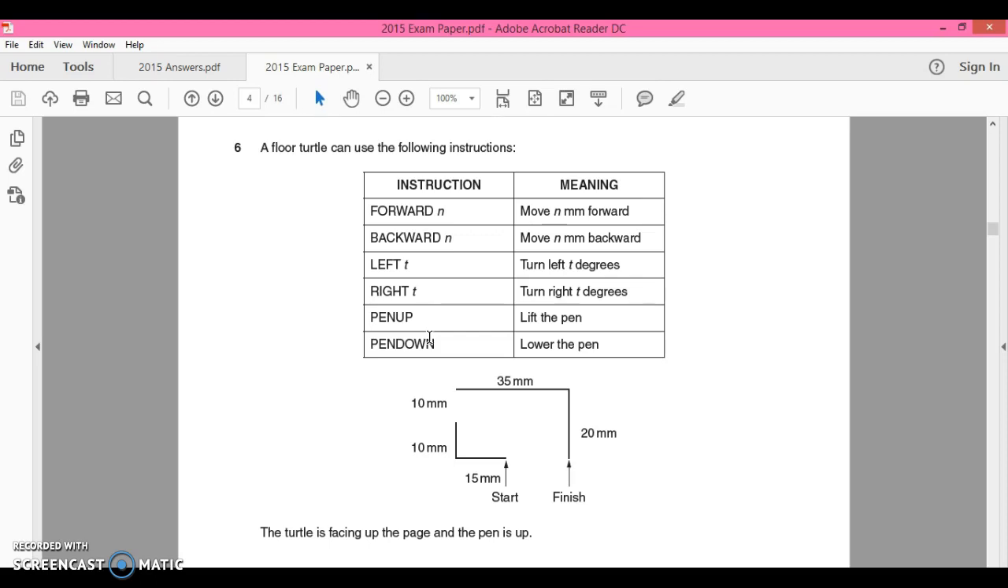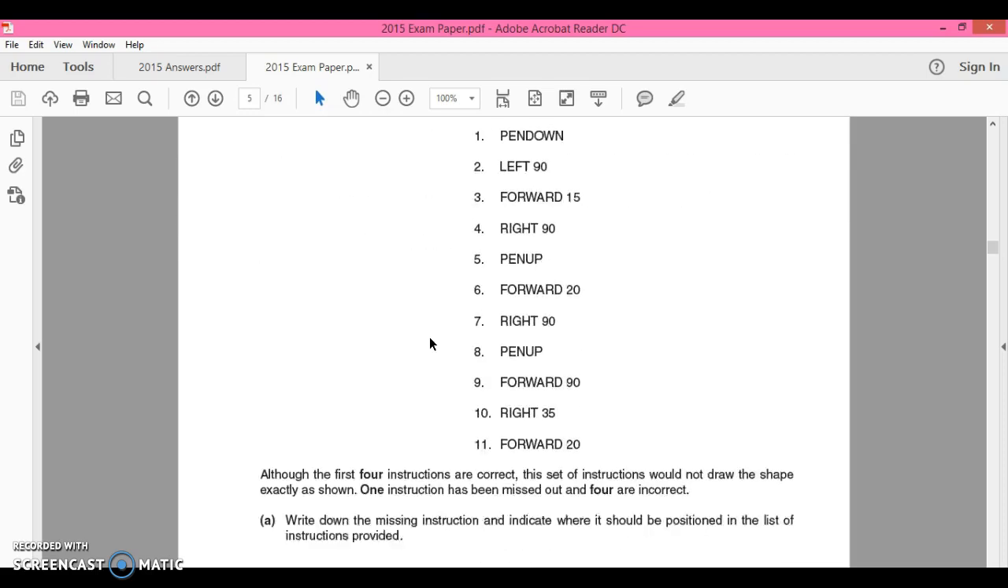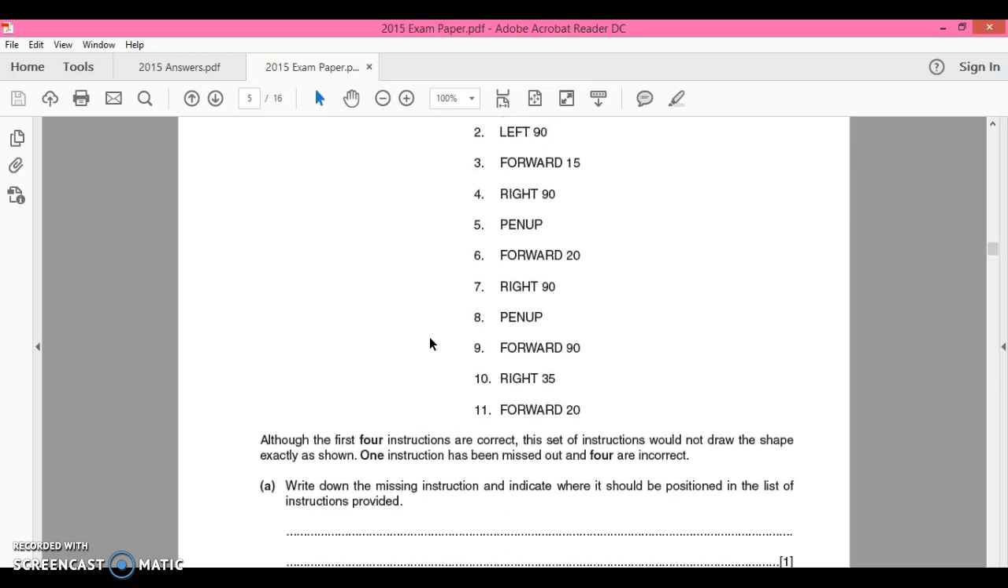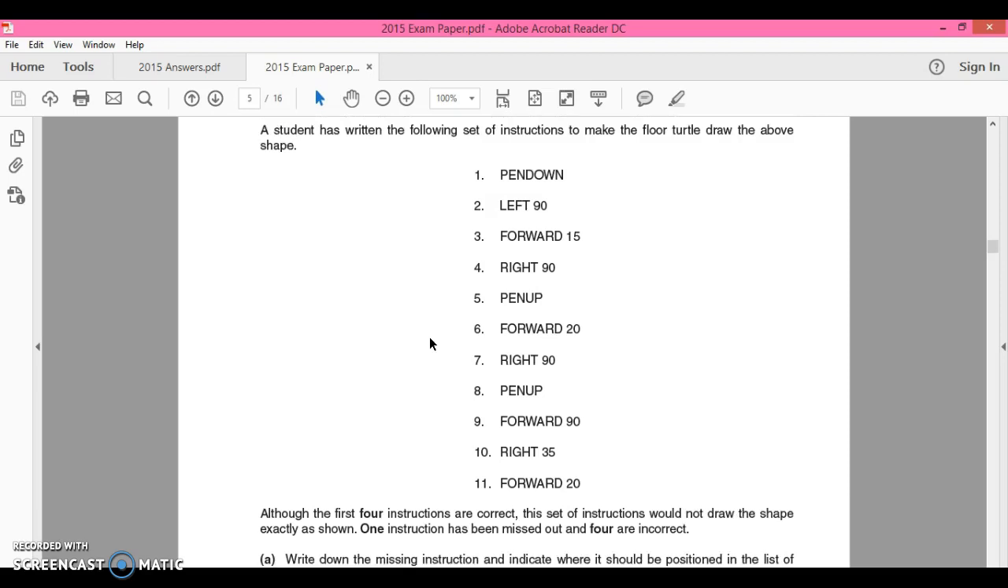Right, now what we've got to look at, it says a student has written a set of instructions to make the floor turtle draw the above shape. Now, it says although the first 4 instructions are correct, the set of instructions will not draw the shape exactly as shown. 1 instruction has been missed out and the 4 are incorrect. Okay, so you need to find the missing instruction. So all you've got to do is look at this.